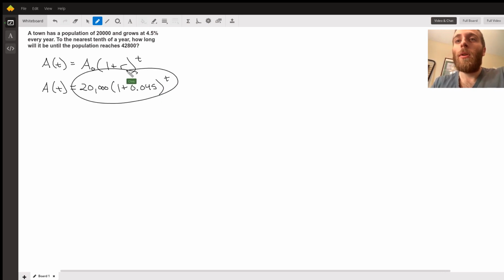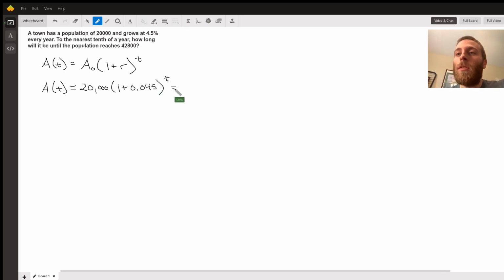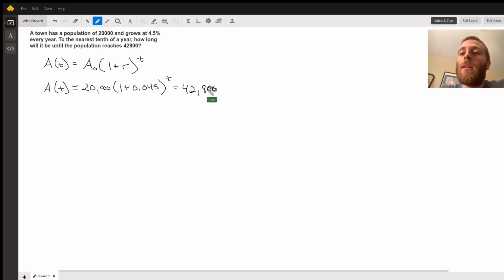I want to figure out when this is equal to 42,800. All right, so what we have to do is solve for t, and I'm going to round to the nearest tenth, it says. All right, so let's solve for t. Let's divide both sides by 20,000. So I have 1.045 to the t power is equal to 42,800 divided by 20,000. And then we'll solve for t.